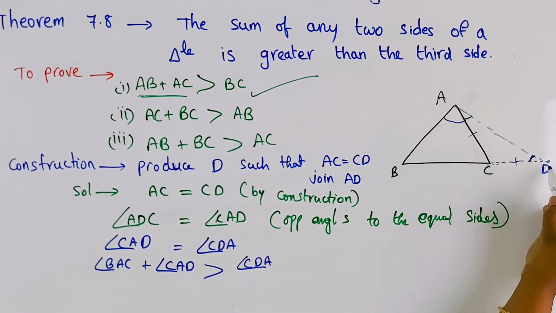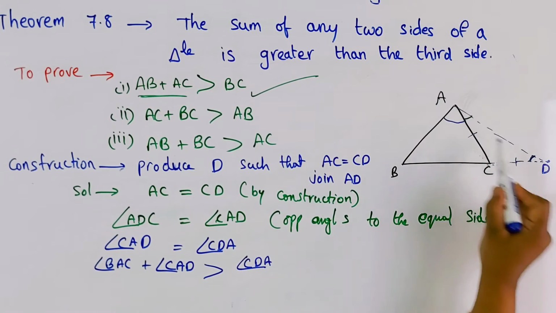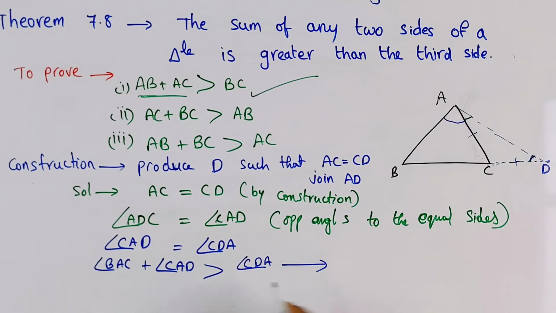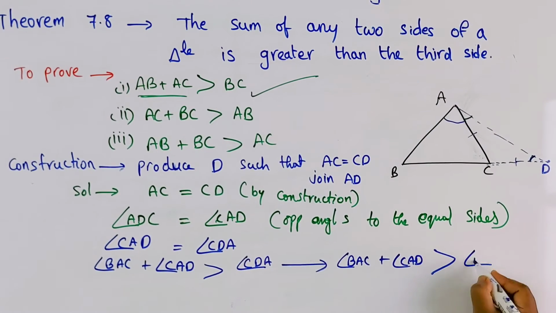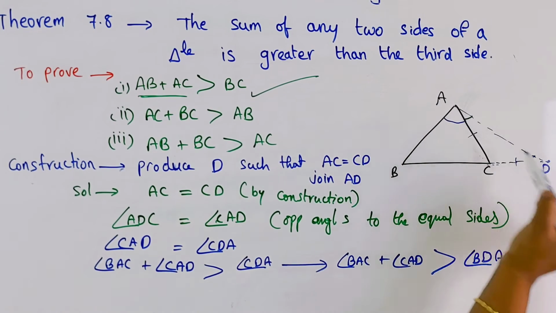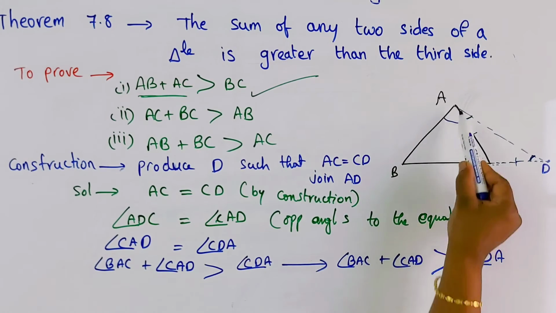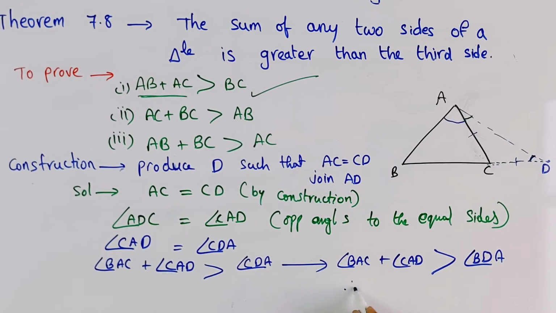Now see angle CDA. In place of angle CDA, can I write angle BDA? So the same thing I am writing: angle BAC plus angle CAD is greater than angle BDA. In place of CDA, I am just writing BDA. Right, children? Now what is angle BAC plus CAD? It is nothing but BAD. Therefore, angle BAD is greater than angle BDA.